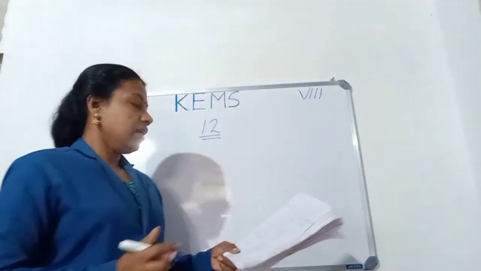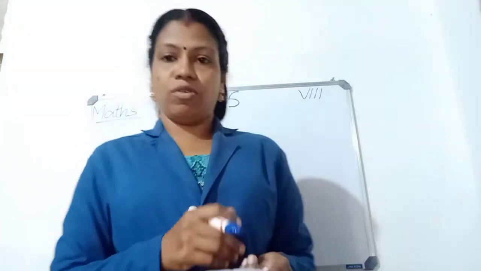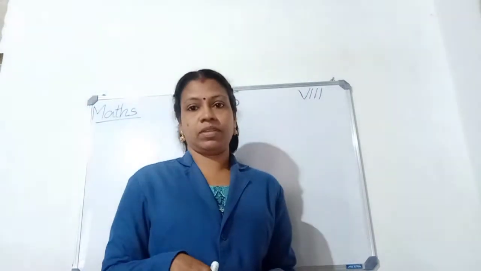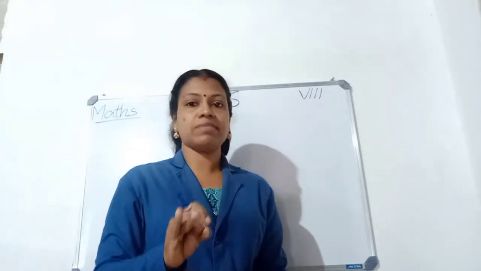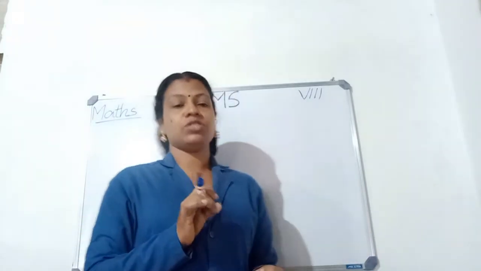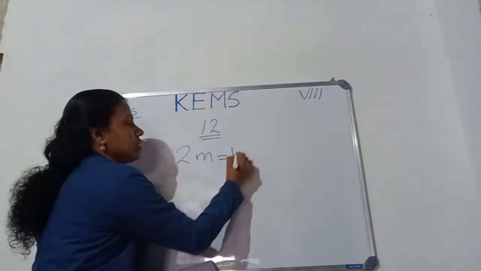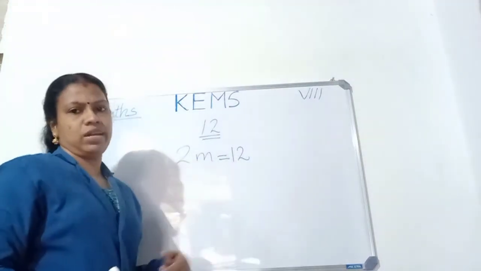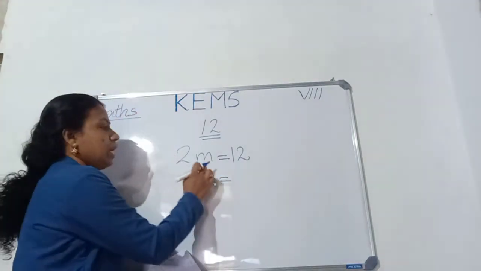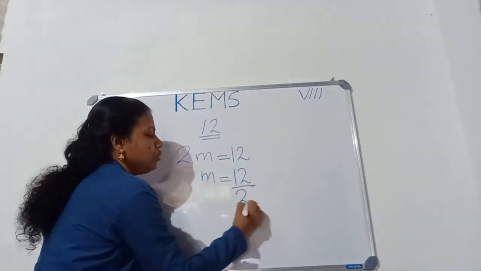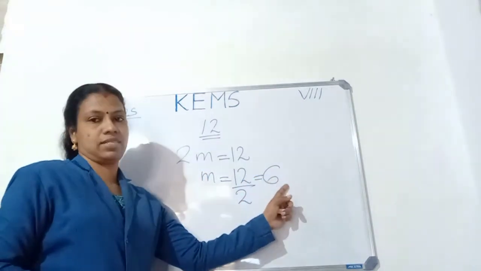Okay. To find the other two numbers, we can use the general form. So first find m. From our general form, the first number is 2m, the second number is m square minus 1, and the third is m square plus 1. So take the first number 2m. Just assume the first number is 12. 2m equal to 12, then m equal to 12 by 2 equal to 6. So m is 6.